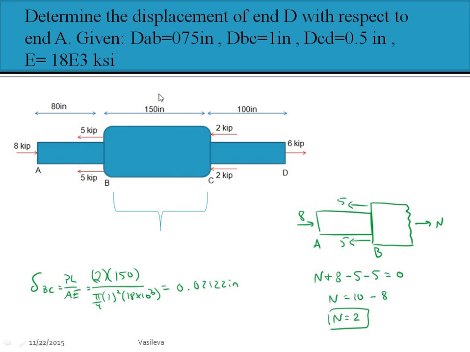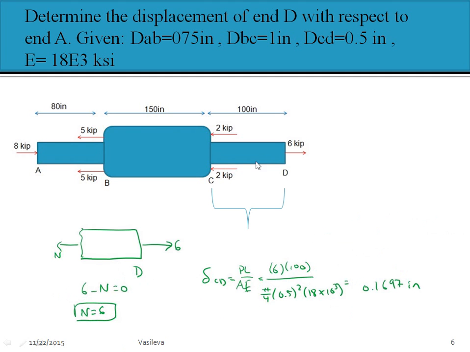Then we go to the second segment. So for the second segment, we cut somewhere along here, and you could consider either from here to the cut or from this side to the cut. Either way, you'll get the same answer, but I considered starting from point A. So here's my cut. I have my 8 kips there and my 5 kips. So N plus 8 minus 5 equals 0. So in the end, N equals 2 kips. And then once again, I just plugged it into my equation. It's pretty straightforward. I plugged in my positive 2 kips times the length, which is 150, over pi r squared times E, and I got this answer right here.